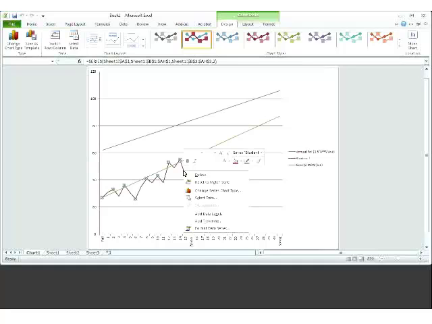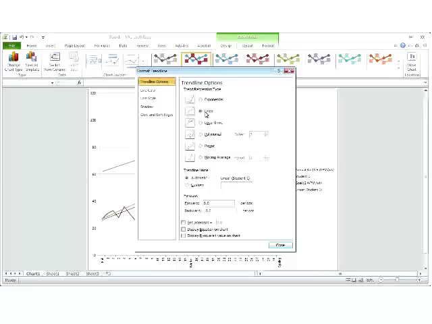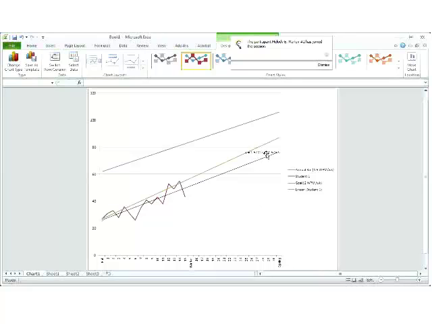If you right-click on this line, you can go down to Add Trendline. We want linear, and you're going to put down here at the bottom display equation on the chart. And then you click Close, and then it will put this line right here for this line of progress.